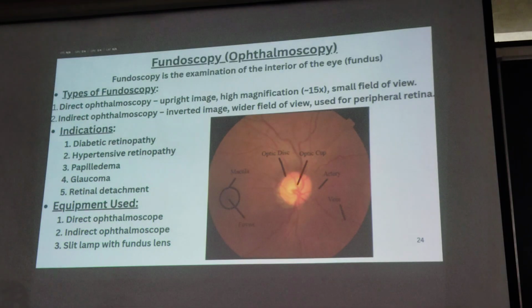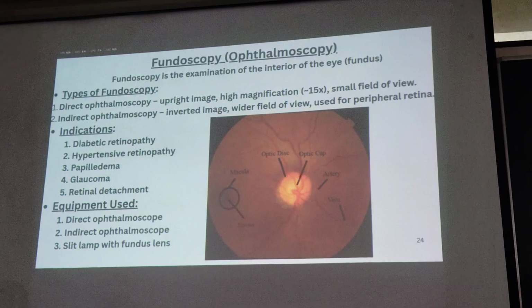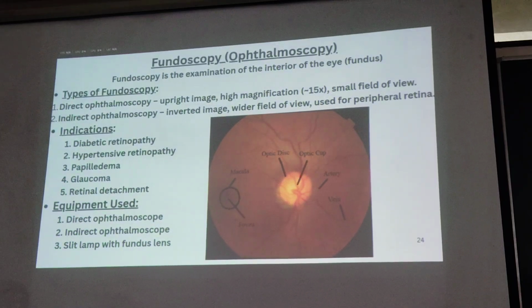The fundoscopy, also known as the ophthalmoscopy. The fundoscopy is examination of the interior of the eye, mainly the retina, macula, and the optic disc. There are two types of fundoscopy: direct ophthalmoscopy and indirect ophthalmoscopy. Direct ophthalmoscopy gives an upright image, high magnification, and small field of view, mainly for the optic disc. Whereas indirect ophthalmoscopy gives an inverted image, wider field of view, and is mainly used for the peripheral retina.